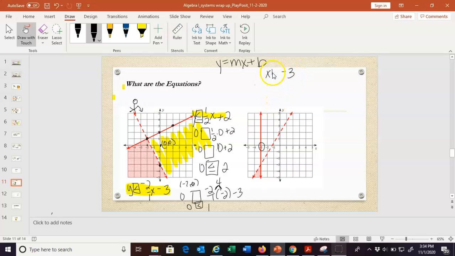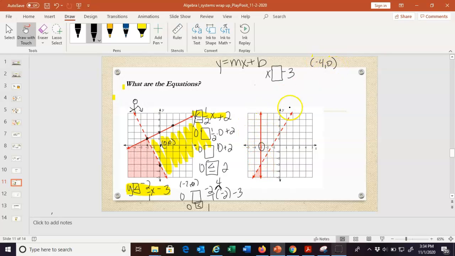So now we just need to decide what symbol is going to go here. So if you look, that shaded area is to the left of this line, right? And we can pick a point. We can pick negative 4 if you want. Negative 4, 0.